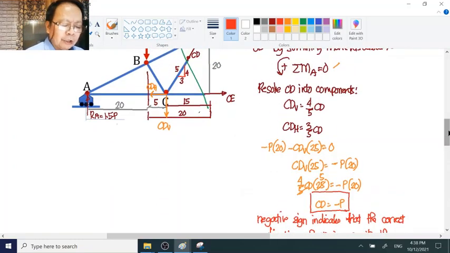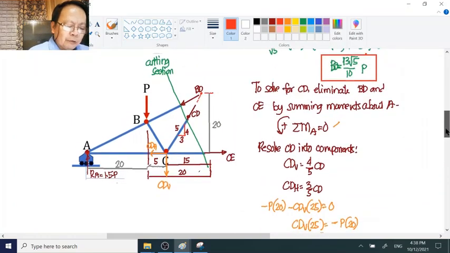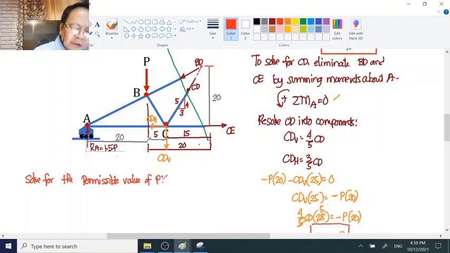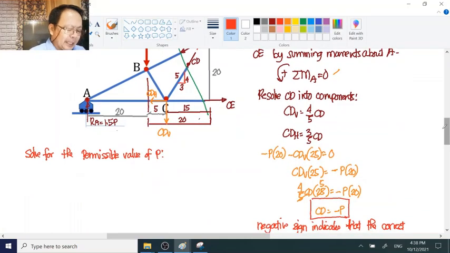Now let us have a summary to get the value of P. How are we going to solve for the permissible value of P? We said that there is an allowable load for each of the members. So let us look at member BD. Its allowable load is 7,000, as mentioned.